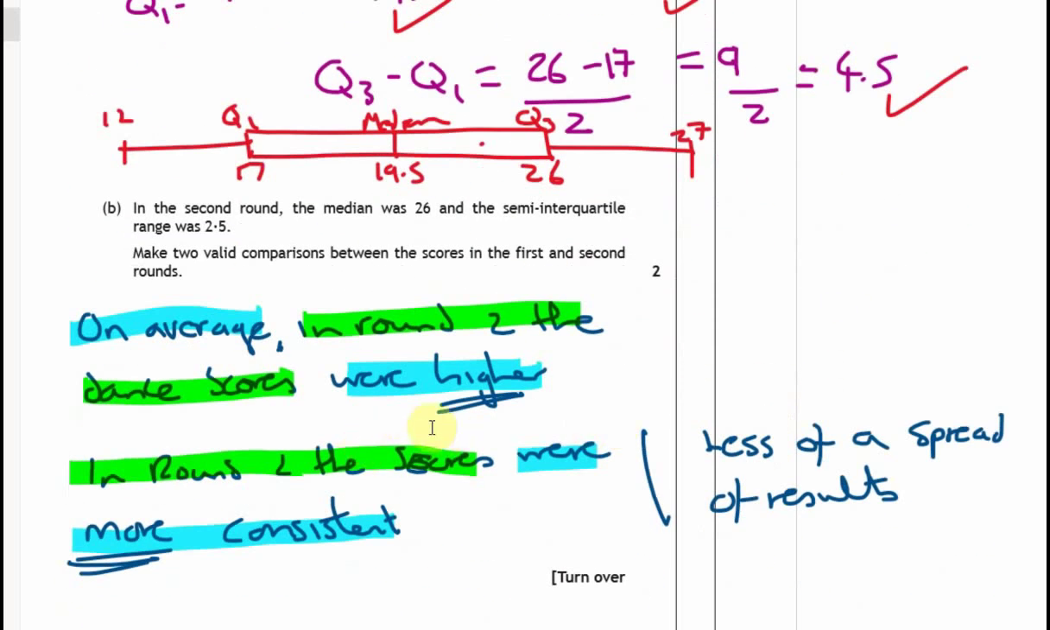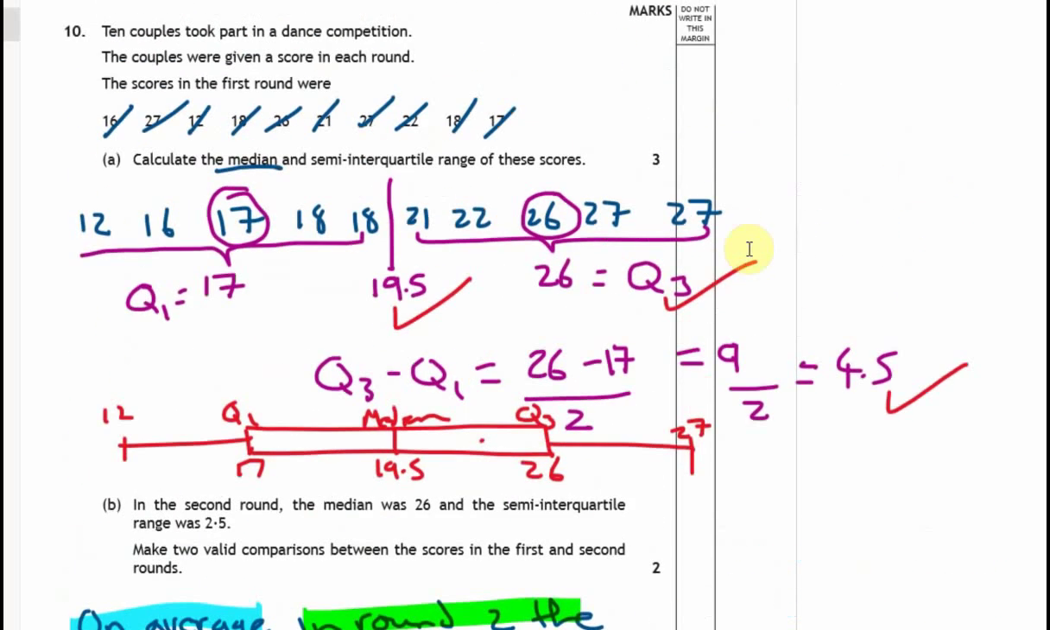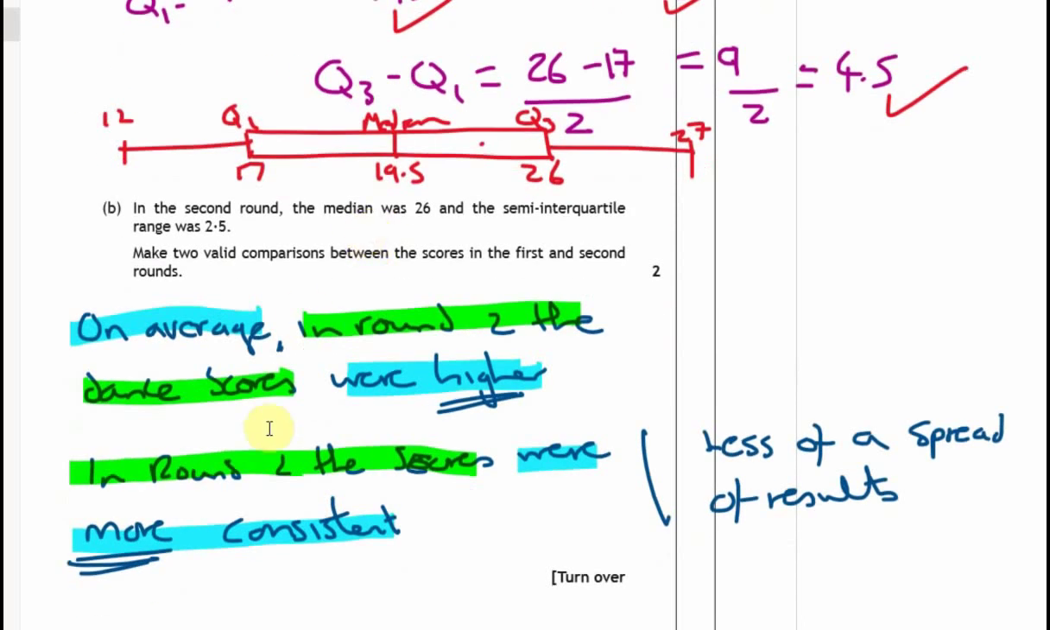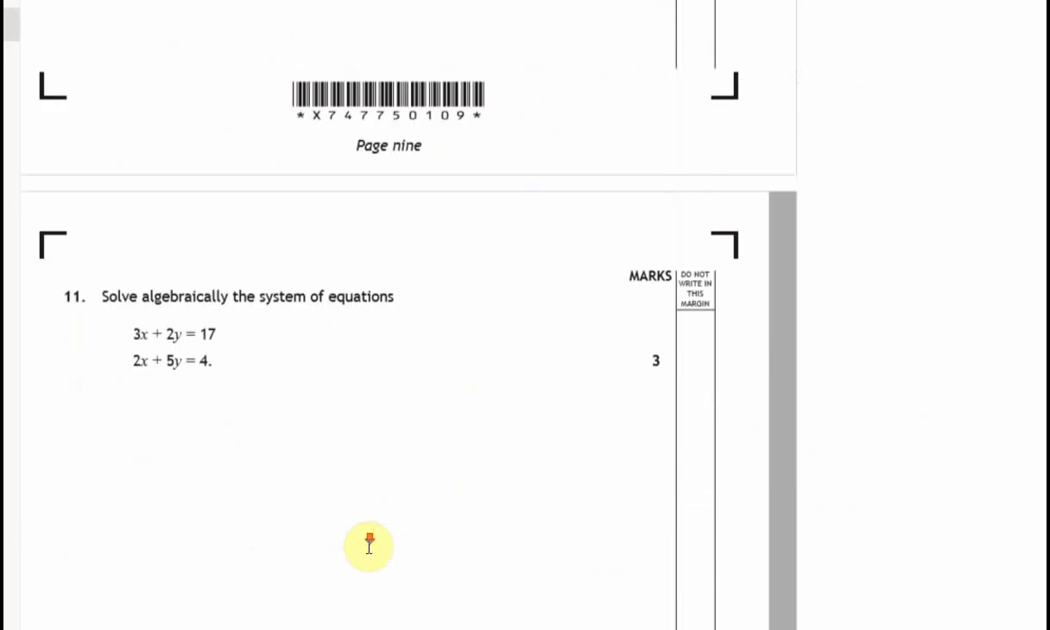And tie into the question: a small interquartile range or a small semi-interquartile range or just a small range. It doesn't matter which one you're looking at, but the smaller the range, the more consistent. More consistent means less of a spread. So I hope that was helpful.